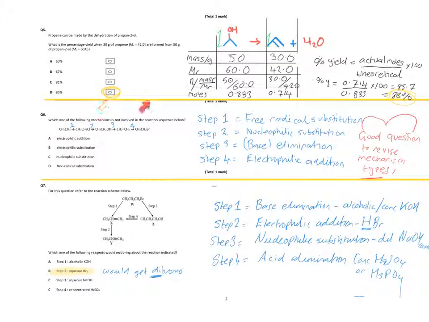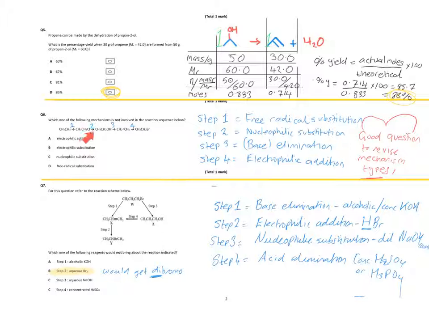On question 5, we've got a reaction sequence. So what I've done is to number each of the steps. And this is a brilliant question for revising your reaction types. You can see here that in step 1, you've got an alkane going to a halogenoalkane. Now the only thing that will react with alkanes are free radicals. And because it's saturated, it has to be a substitution reaction.